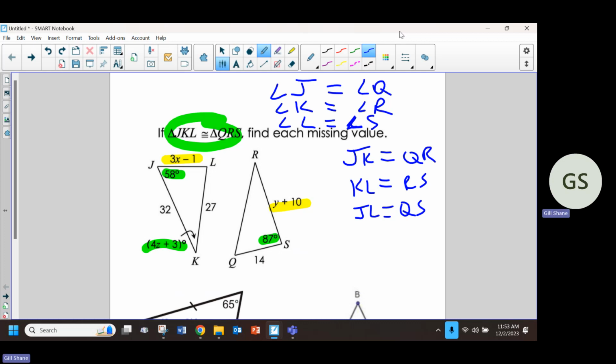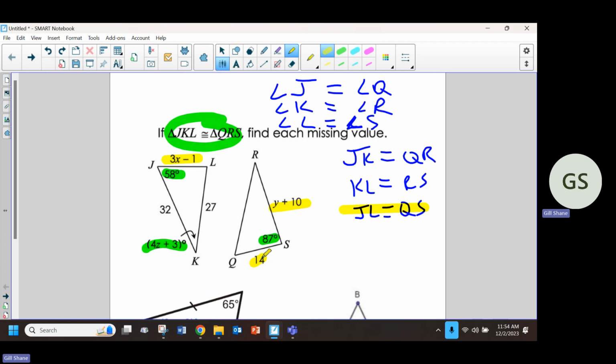Okay, well, I need to solve for X. Well, X is part of the length of side JL. So now I just go over to my little coded thing over here and I say, okay, where is JL? Oh, well, here's JL right here. So that means JL is equal to QS. So let me come to this triangle, find QS. Well, look, right there. QS is 14. Those two sides have to be equal.